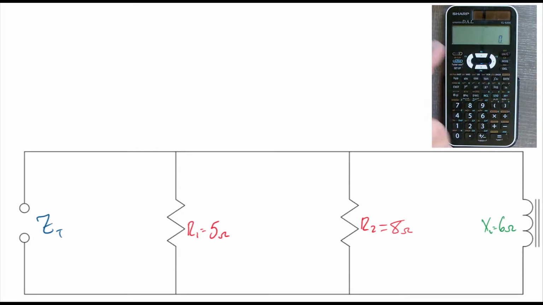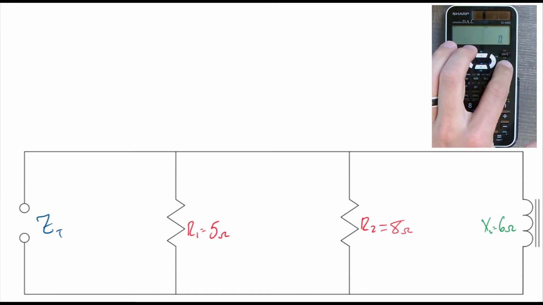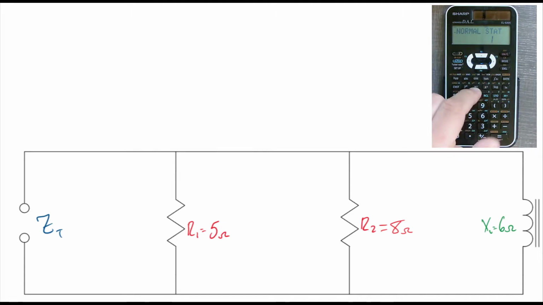Within your calculator, it will either be a setup function or a mode function. But what you're trying to do is find the catalog. So normal, and this is just catalog. So when I hit menu, normal, if I want to do statistic mode, equation mode, or complex numbers, I'm going to go to that complex number mode.